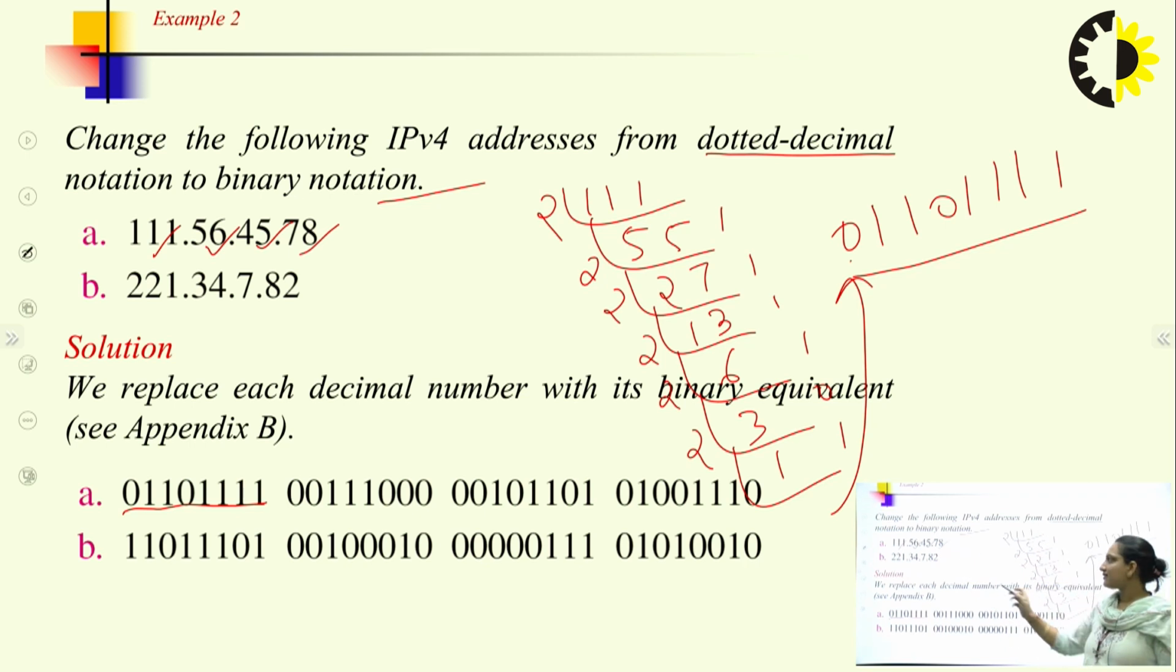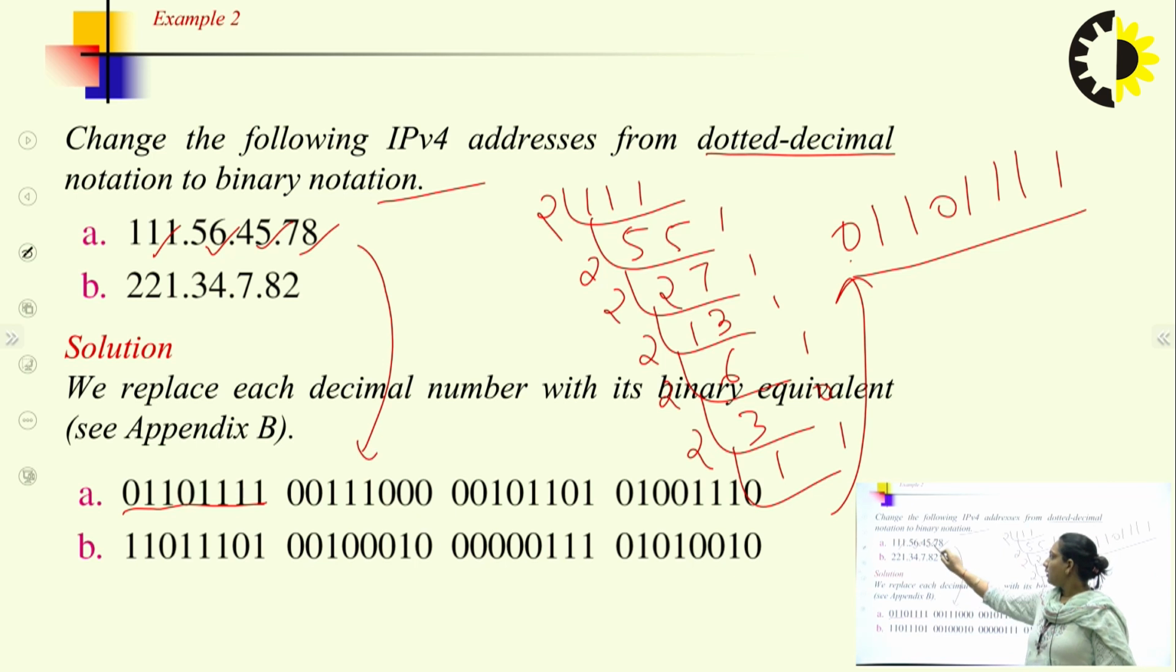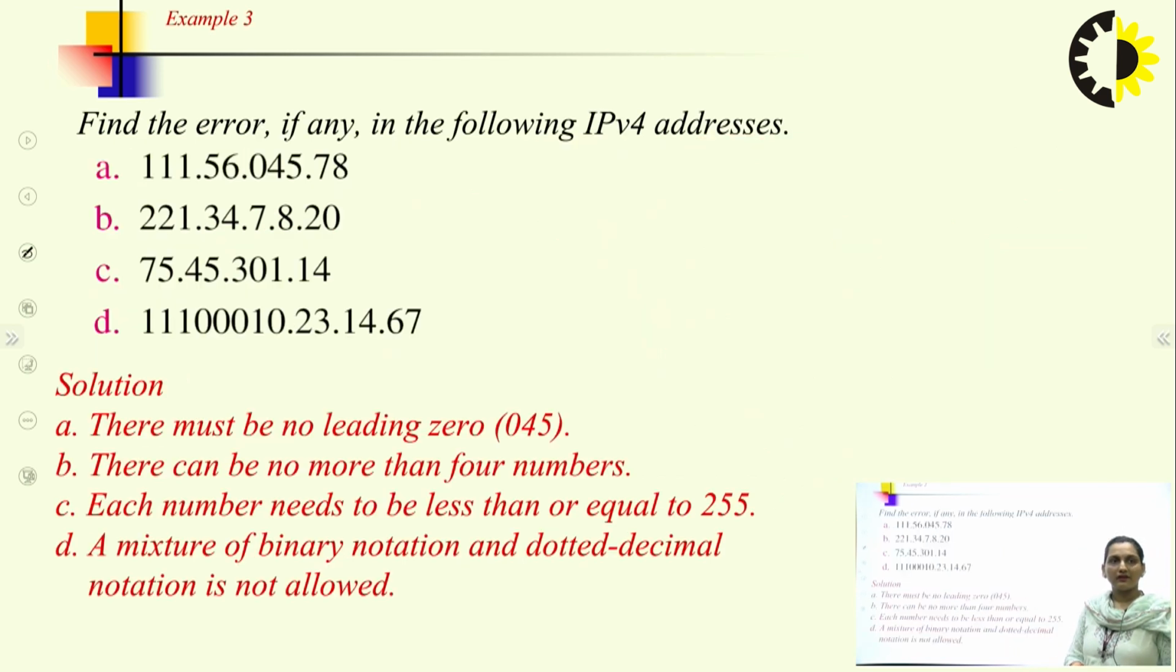Okay, so this is a representation of this and this is a representation of this. Okay, so we will see that. Next, the next question will arise on this. This is an IP address. Is this an IP address or not? Is it a valid IP address?